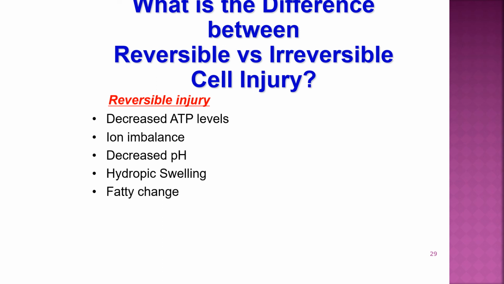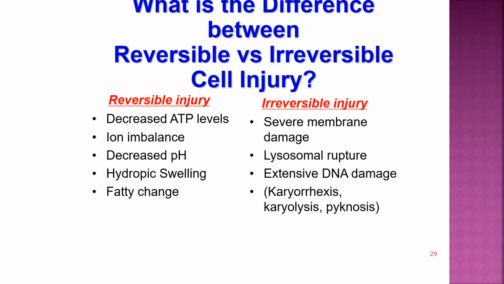In irreversible cell injury, there are more severe cellular changes such as severe membrane damage, which causes the enzymes from the cell to be released into the tissue. There's lysosomal rupture, which causes enzymes to be activated, and extensive DNA damage in terms of karyorrhexis, karyolysis, and pyknosis.